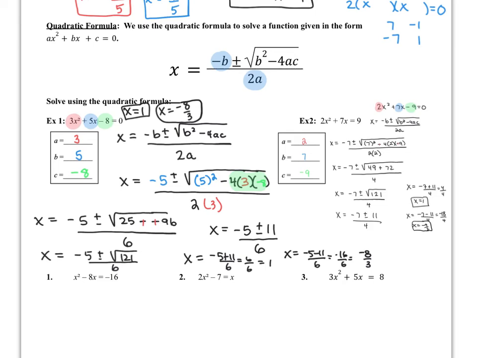One just interesting thing is if you get roots that are either integers, so positive or negative numbers, or fractions, that actually would mean that these trinomials were factorable at some point. We're just choosing to use the quadratic formula to solve them.